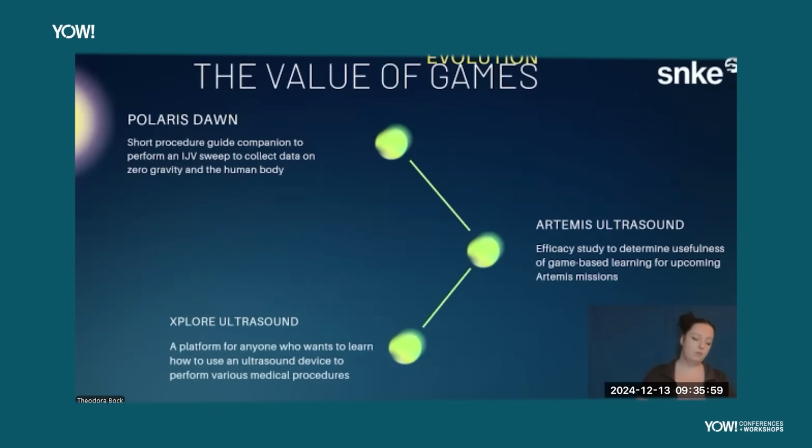And from there, we were then asked to make a proper video game, which is called Artemis Ultrasound. We were funded by a side arm of NASA called TRISH and KBR, and I'll talk a little bit about that in a moment, which is currently in an efficacy study. I wish I had the results, but we're just a little bit out from it, unfortunately. Science takes time. But that study is determining the usefulness of game-based learning for upcoming Artemis missions, and I'll talk a little bit about why that is important.